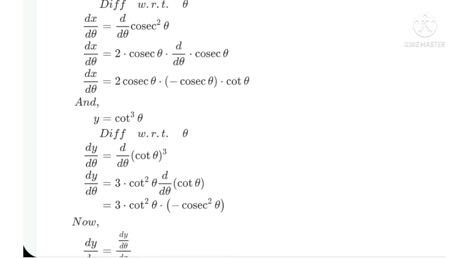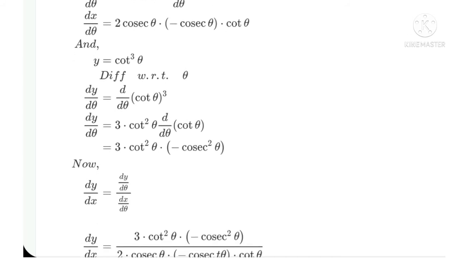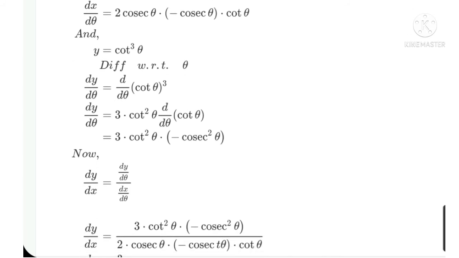Now let us take y. What is the y given? y is given as cot cube theta. Differentiate with respect to theta, we get dy by d theta is equal to d by d theta of cot cube theta. What is the derivative of x cube? 3 x square. So the derivative of cot cube theta is 3 cot square theta into the derivative of cot theta. The derivative of cot theta is minus cosec square theta. So we have calculated dx by d theta and dy by d theta.